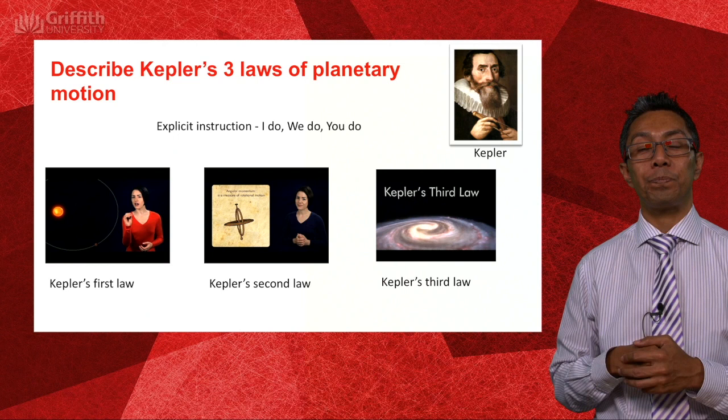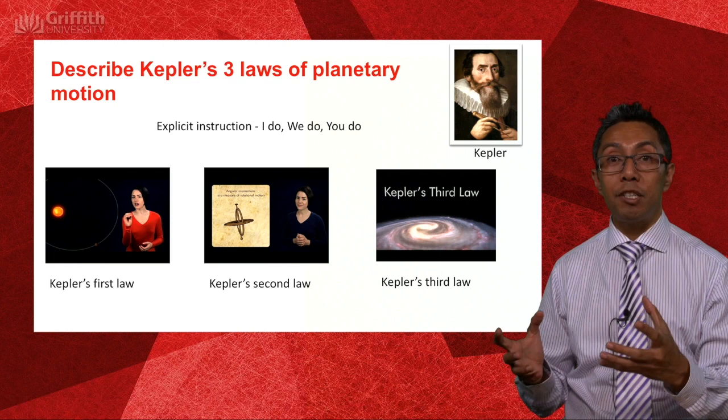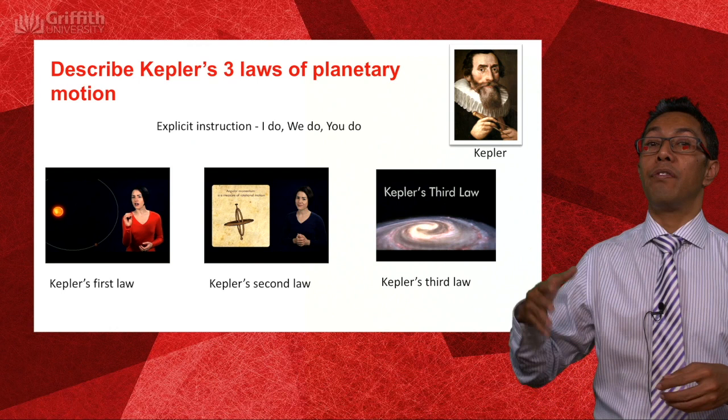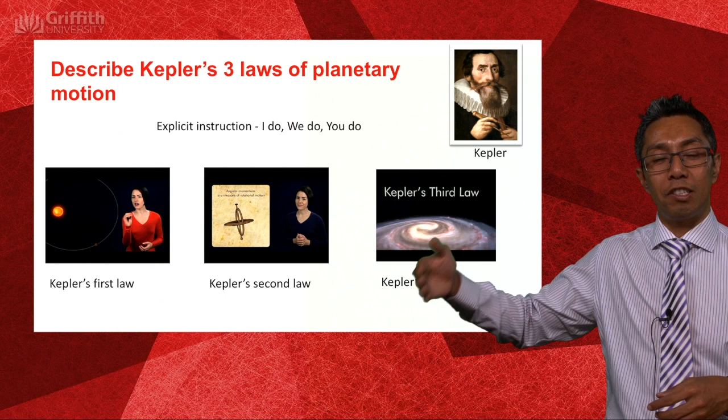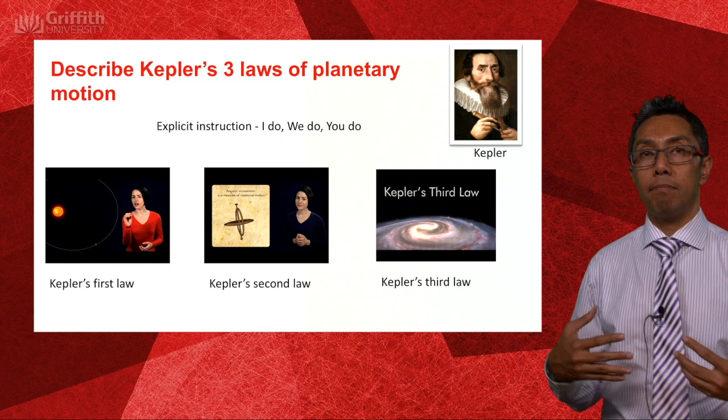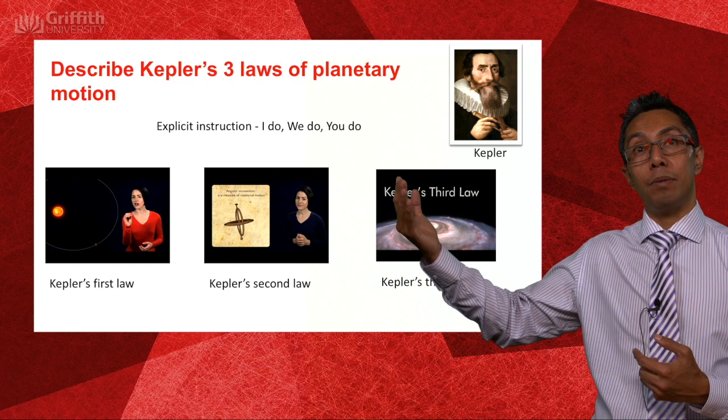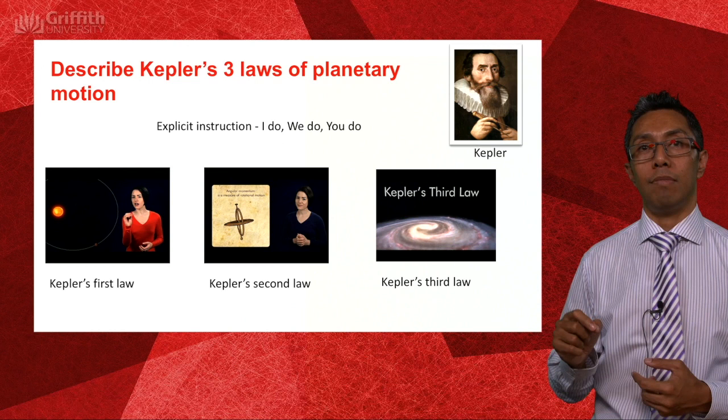The last topic I'd like you to do is where I'm going to demonstrate how to live concept map. The very last content descriptor in Year 10 is talking about laws that describe motion. So we're going to have a look at this learning objective, describing Kepler's three laws of planetary motion. And he had three of them, as the name suggests.